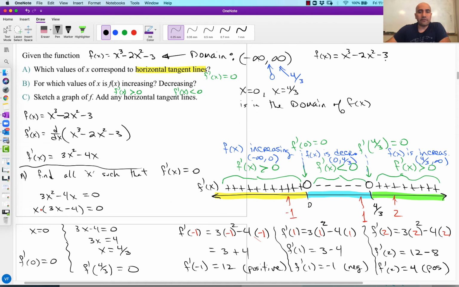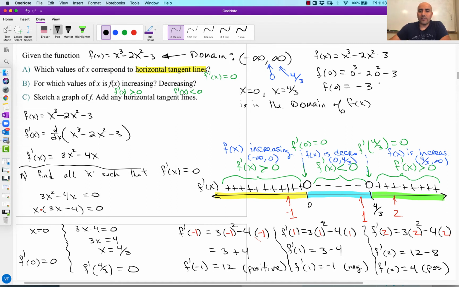Well, it's not easy to factor, is it? But we can easily find, for example, f of 0. f of 0 will be the case when x equals 0. x equals 0 will be a point where our graph is going to cross the y-axis. So this would be equal to 0 cubed minus 2 times 0 squared minus 3. So we get f of 0 equals negative 3.